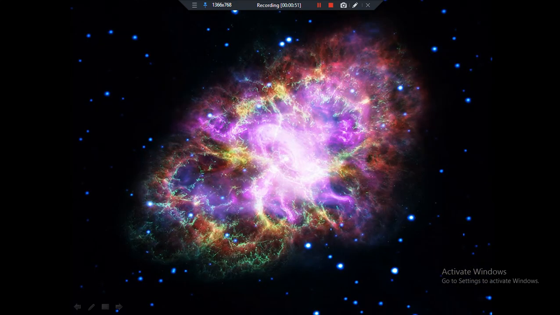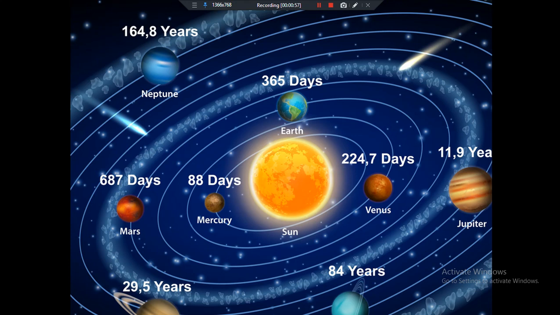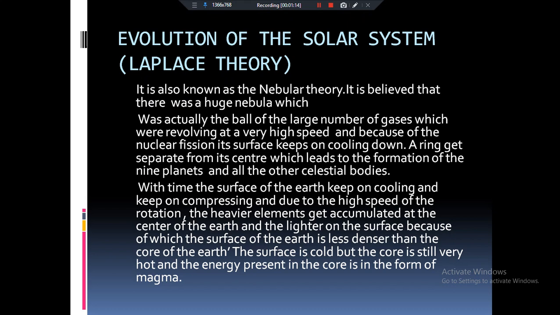Now, do you know what this is? What is this messy thing? I don't think you will be familiar, but we are very much familiar with this. At the center is the sun and all the other planets are revolving around it. This is known as the solar system or the solar family. Do you want to know how it evolved? Let us see. The first theory was the Nebular Theory.